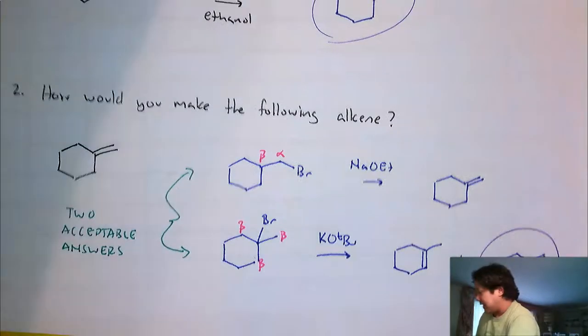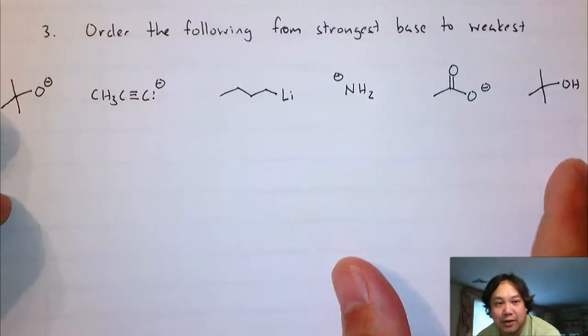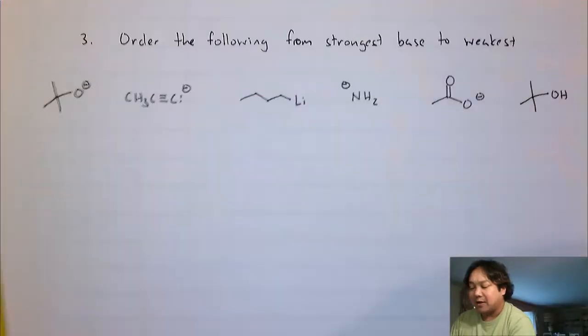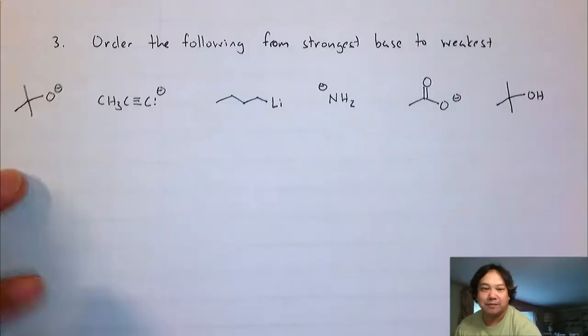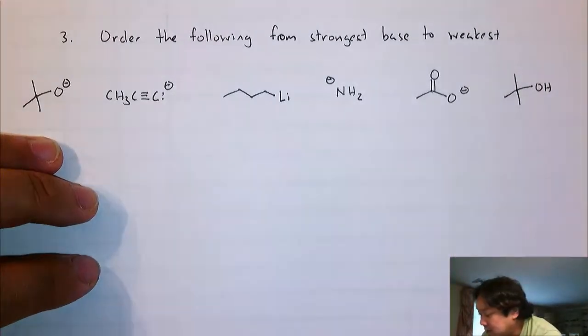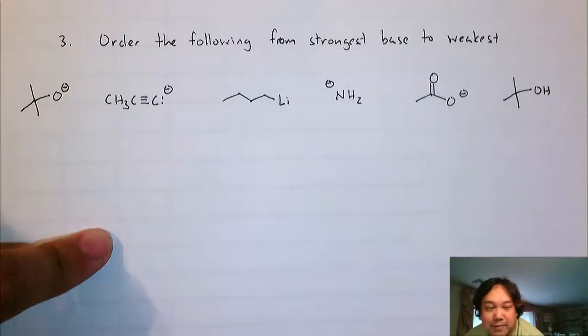All right, last one. This is different than what we've seen in problem sets 1 and 2. Since we're working with base, when we do elimination of an alkyl halide, it would be nice if we can understand or review how to analyze base strength. It's very similar to analyzing acid strength, actually. This is a review of acid-base reactions.